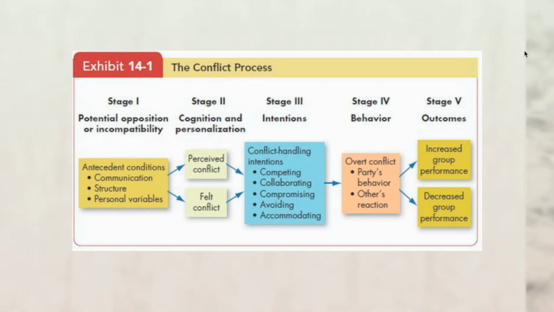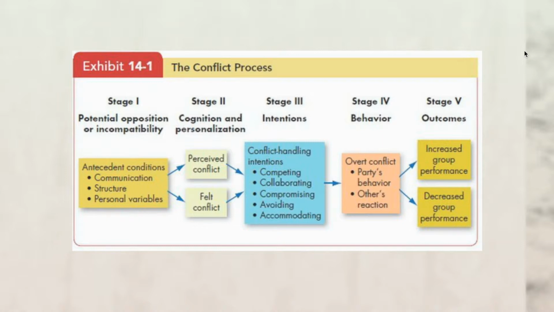Stage 3 is intentions, and this list here should be very familiar to you because you've just done a self-assessment exercise and looked at these different ways of conflict handling. In this conflict process, in stage 3, we view these as intentions. So these are intentions to behave. So an intent to behave in a competing manner or an intent to behave in a collaborating manner. Those intentions then turn into behaviors at stage 4.